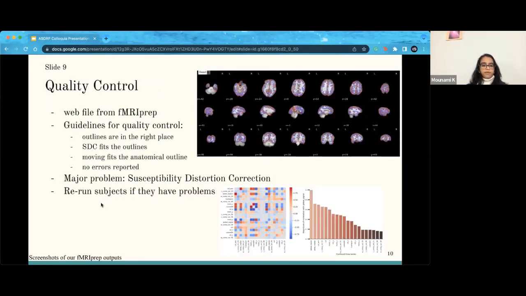So, along with fMRIPrep, it produces an HTML file that really helps us to be able to determine the success of the command we ran. This HTML file allows us to go through every subject's fMRIPrep outputs and evaluate whether it is ready to move on to the next step for us, which is ICA-AROMA. The HTML file contains outputs of different pre-processing functions, such as head motion correction, susceptibility distortion correction, in addition to visualization of data.